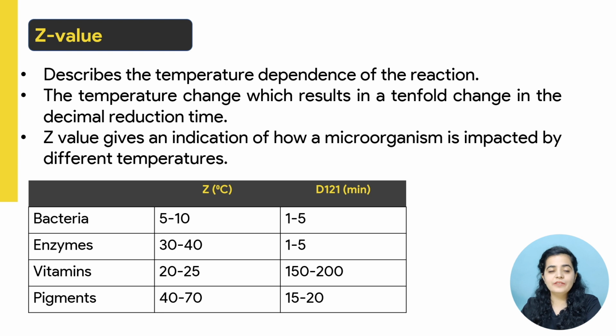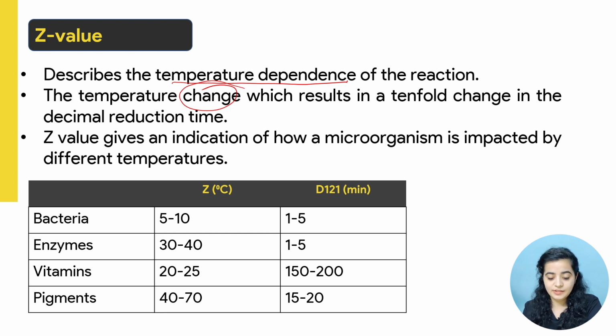Now Z value is very specific to any microorganism. How? Let's see. Basically it describes the temperature dependence of the reaction. So it is basically the change in temperature which results in a tenfold reduction of decimal reduction time. So here we are talking about the reduction in decimal reduction time and not the population reduction. So basically every organism has a different Z value. It tells us how sensitive the microorganism is.